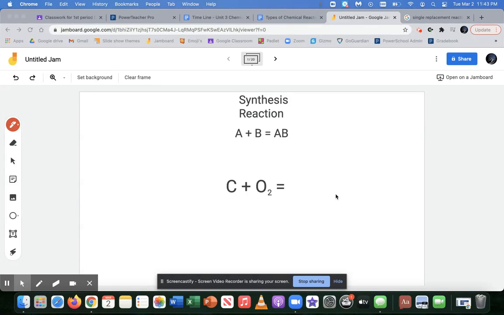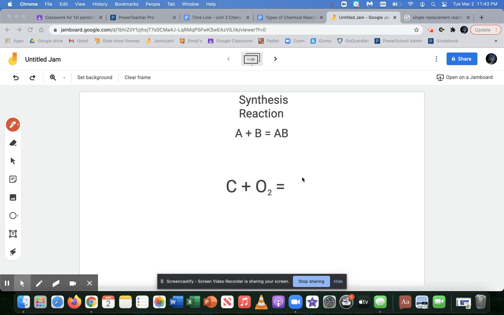Alrighty, y'all. This is going to be a quick review of what I went over today. So I'm going to start with the synthesis reaction. The best way to remember synthesis means create or make or put together.